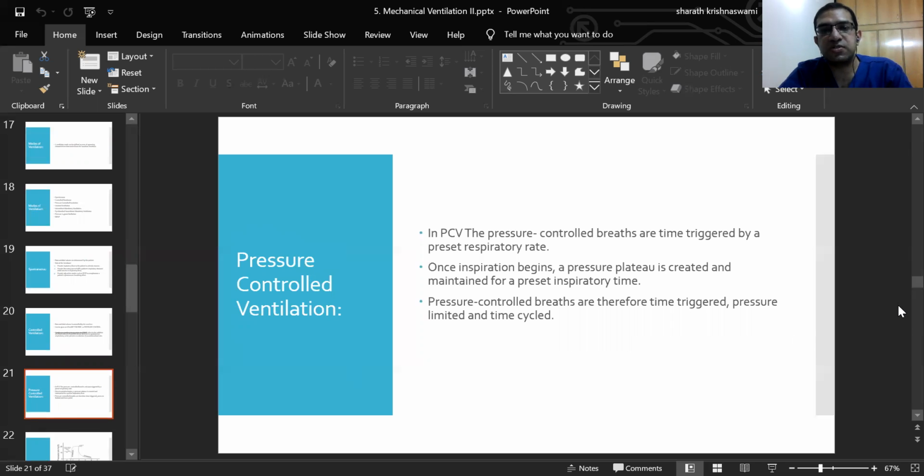In positive pressure control ventilation, the breaths are time triggered by a preset respiratory rate. Once inspiration begins, a pressure plateau is created and maintained for a preset inspiratory time. Pressure controlled breaths are therefore time triggered, patient pressure limited, and time cycled.